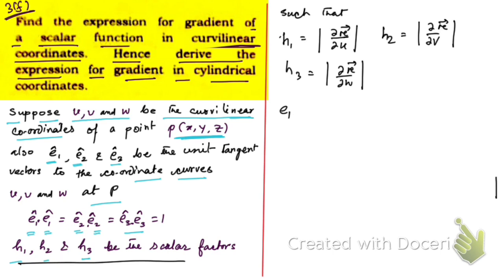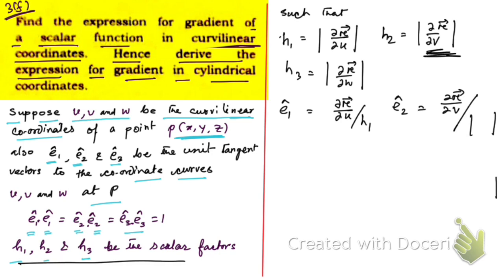Now we can write e1 cap equal to del u of r divided by h1. Similarly, e2 cap is del v of r divided by mod of this, which means h2, so we simply write h2. And similarly e3 cap is del w of r divided by h3.